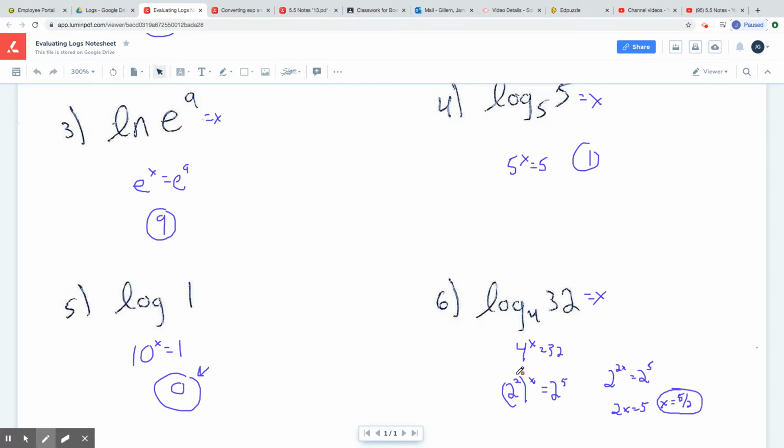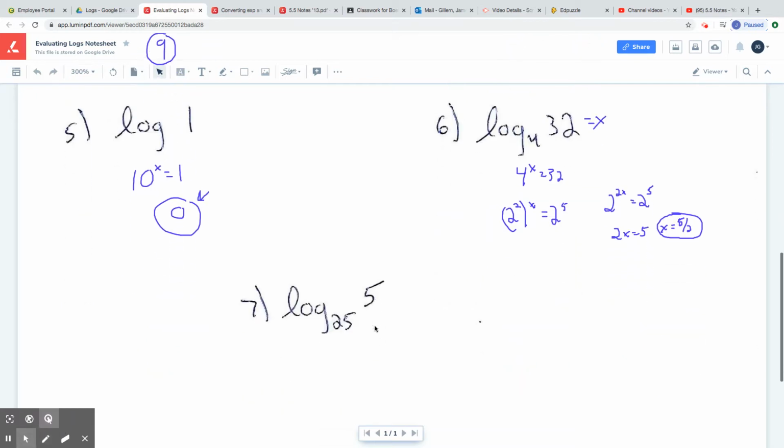On this homework, you probably won't see anything like that, but this is a good preview of what we're going to be doing later on. And then I think I got one more down here. Yep. So convert this to an exponential. 25 to what power equals 5.